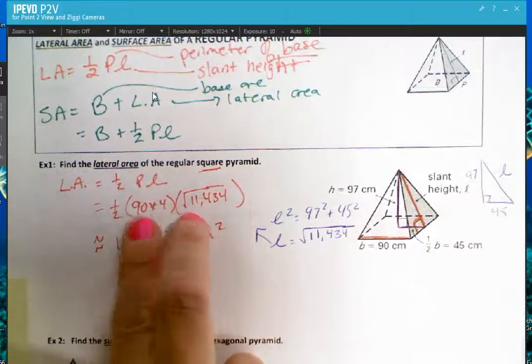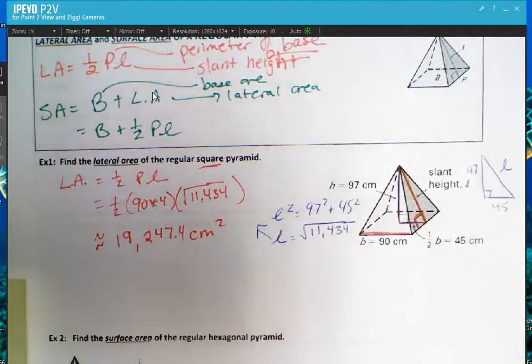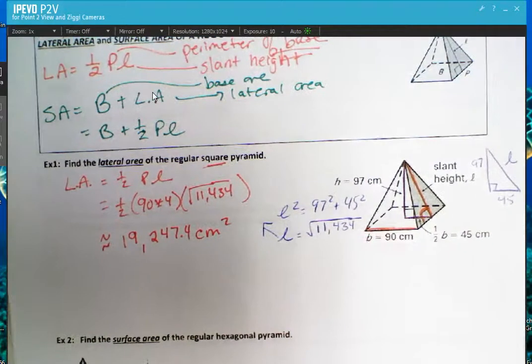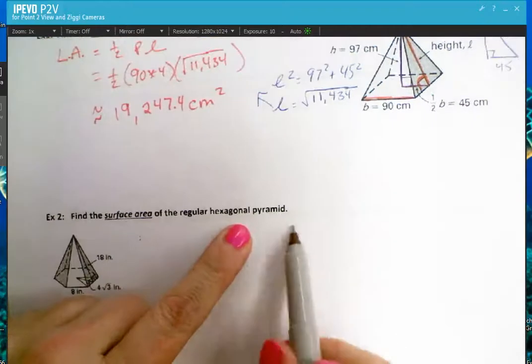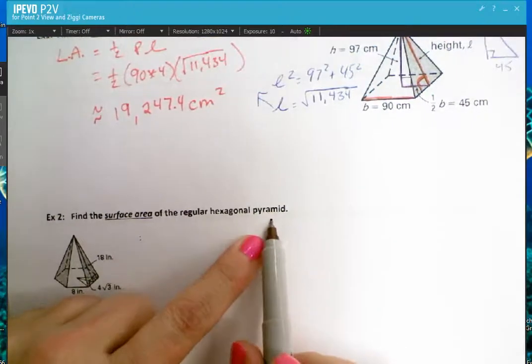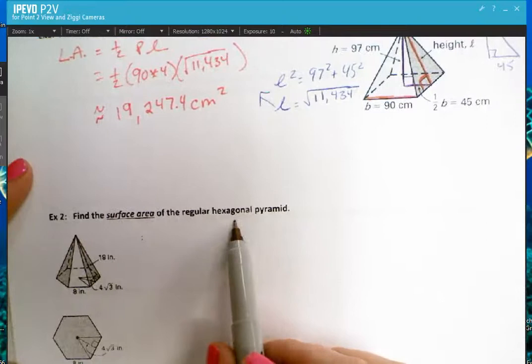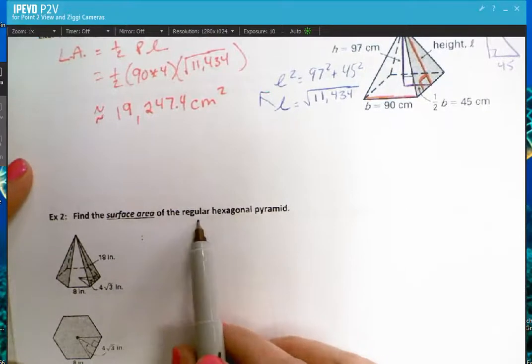Start with the formula, then substitute in the pieces. If you need to find what these pieces are, go over to the side and find out what your missing pieces are. All right, let's try another one. We're going to find the surface area of a regular hexagonal pyramid. So I know I've got a pyramid, and I'm going to find my formula for a pyramid. Hexagonal just means I have 6 sides, all of which are congruent.